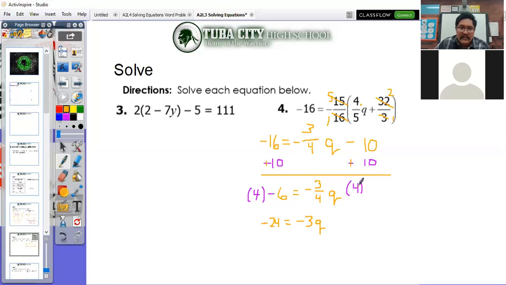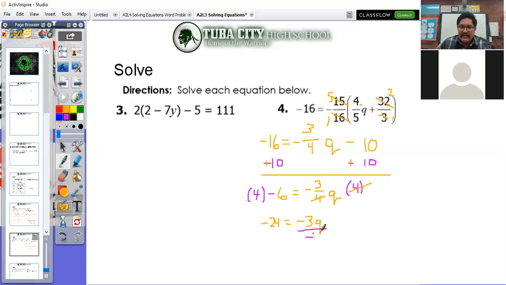And again, 4 times 3 is 12. 12 divided by 4 is 3. But again, it's easier to just think of it as they cancel each other out, because times by 4, then divide by 4, you get the same number again. And again, that's the property of inverse.